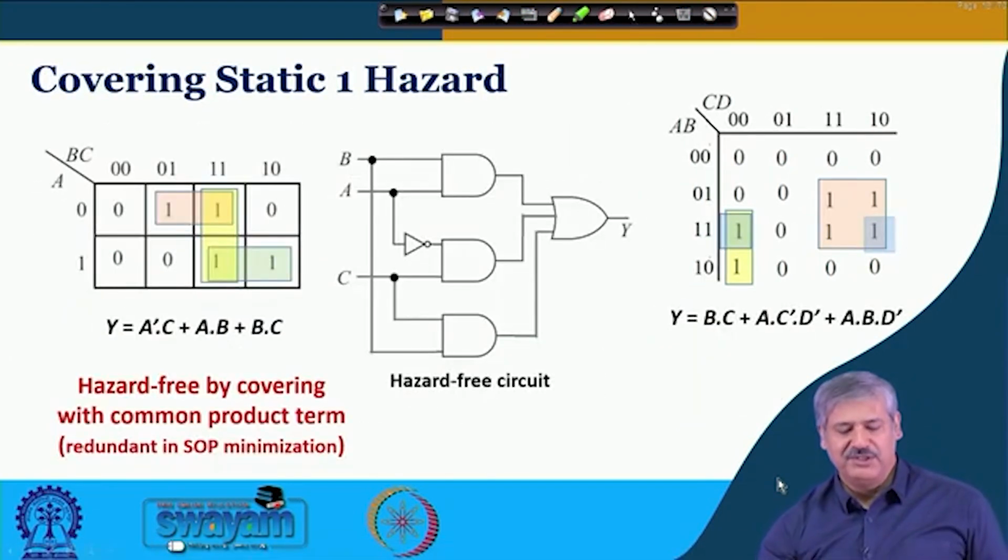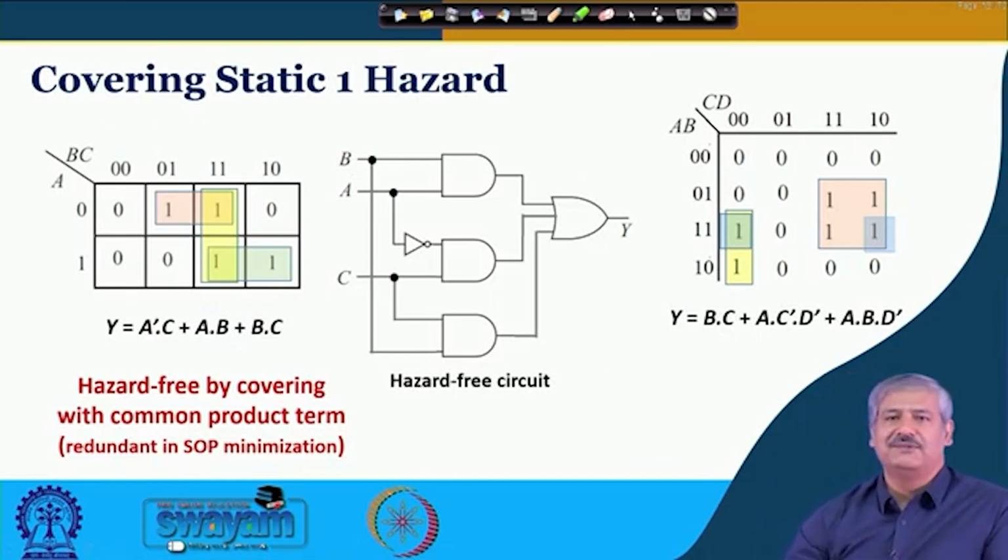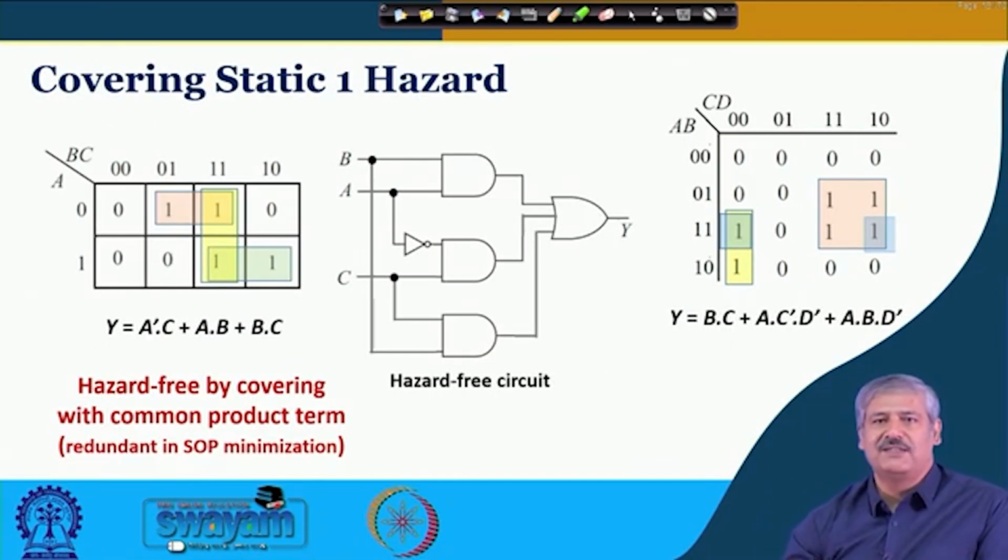But knowing that there is a static 1 hazard is not enough. We need to see that we are able to cover it, and the circuit does not have a hazard, because those negative going pulses, in this case for static 1 hazard, might trigger certain events which are undesirable.